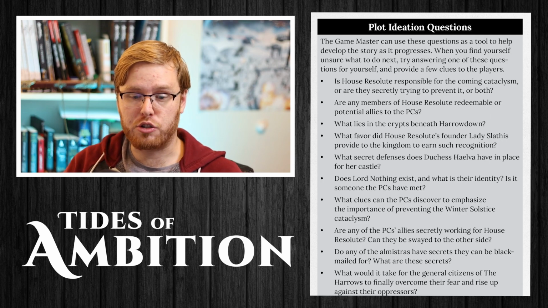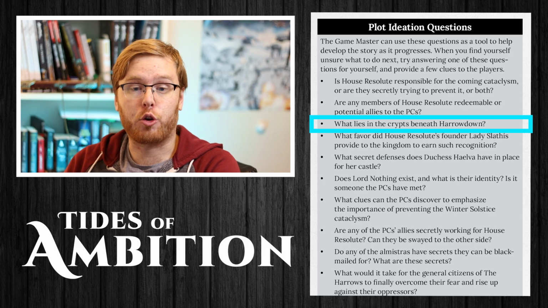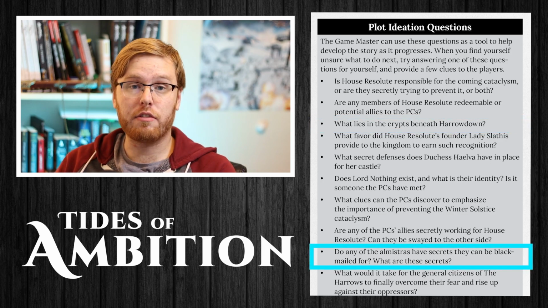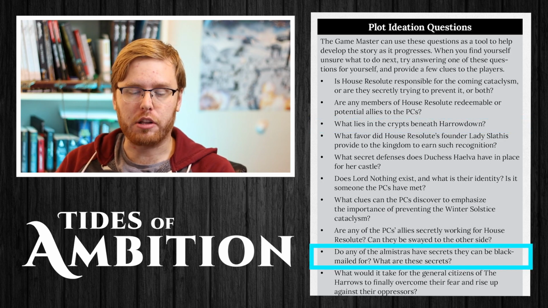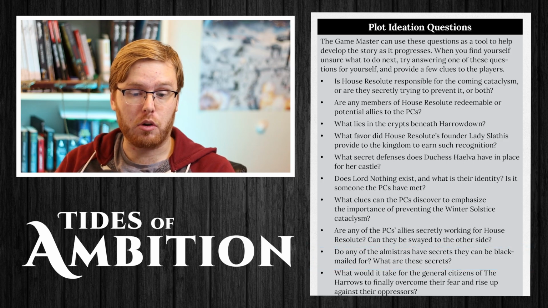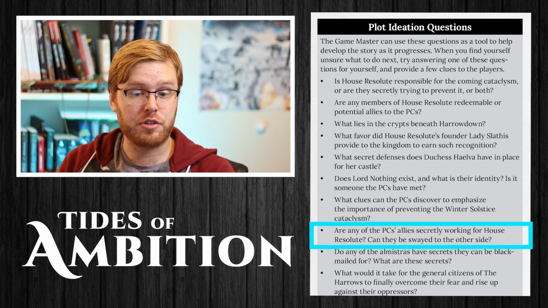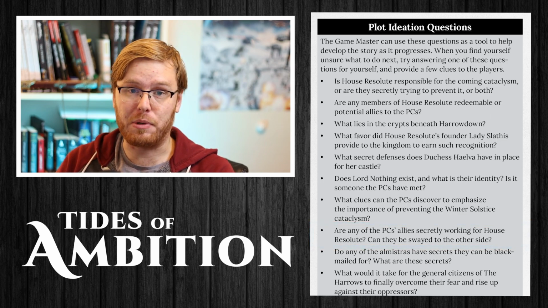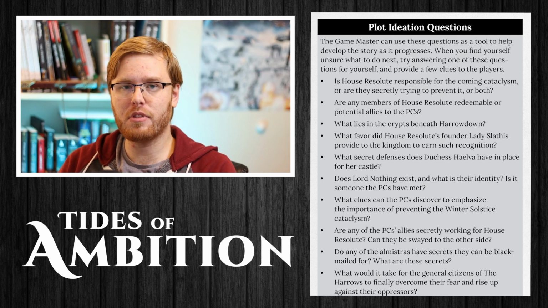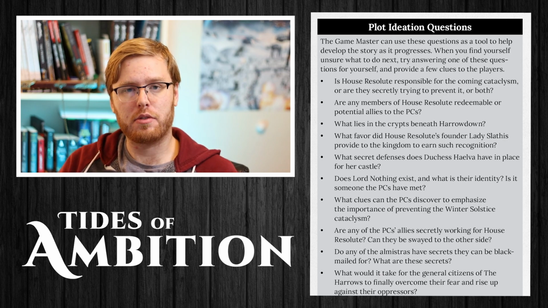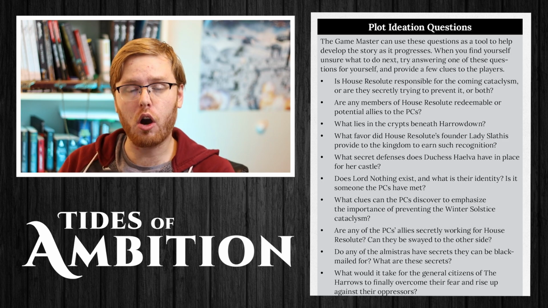So for example, one of the questions is, what lies in the crypts beneath Harrowdown? Do any of the Almistras, the major nobility, have secrets they can be blackmailed for? What are these secrets? Are any of the PC's allies secretly working for House Resolute? Can they be swayed to the other side? So again, none of these are spoilers. These are just questions that the GM can use to add to the story as they go.